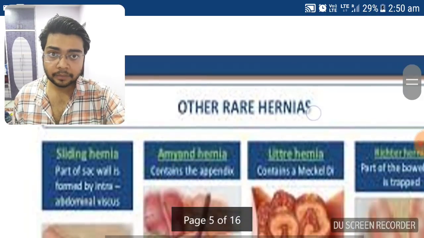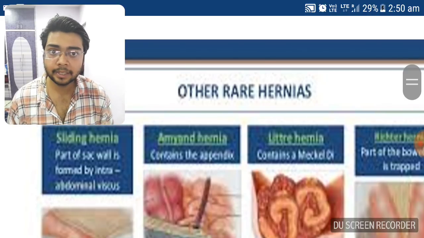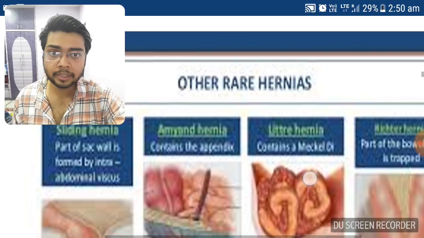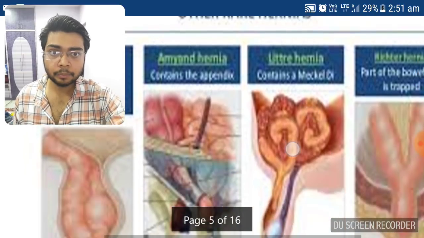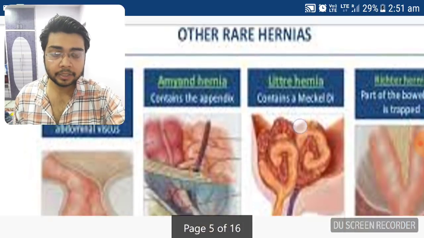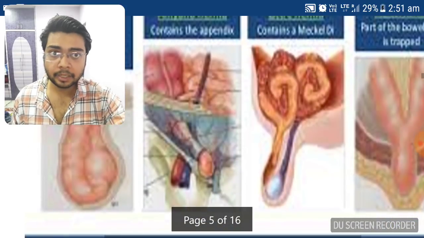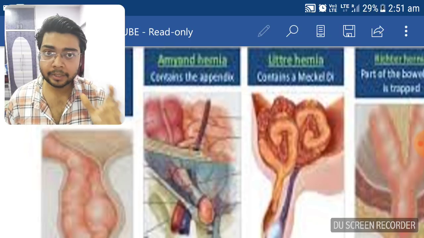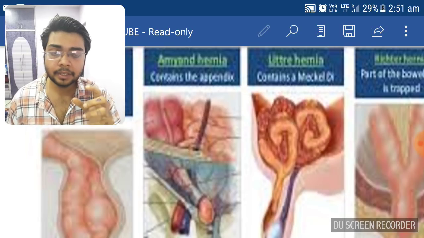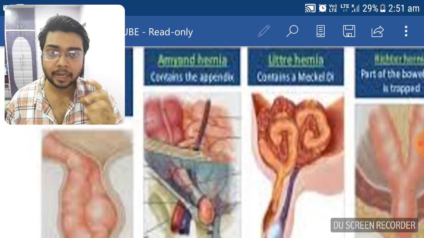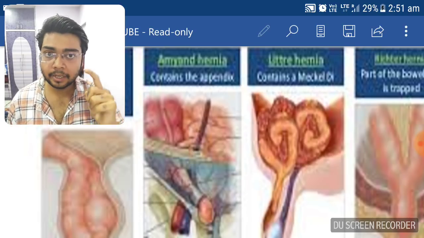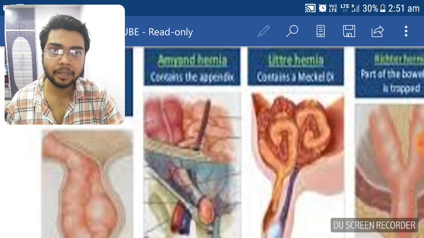Now what are the other rare hernias, like sliding hernia? In this, a part of the sac wall is formed by an intra-abdominal viscus. The figure is not very clear, in the coming figures you will understand. In Amyand's hernia, A for appendix, A for Amyand. The appendix goes into the hernial sac, that means the appendix forms a component of the hernia.